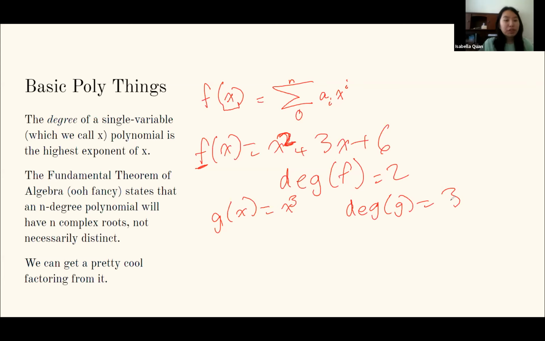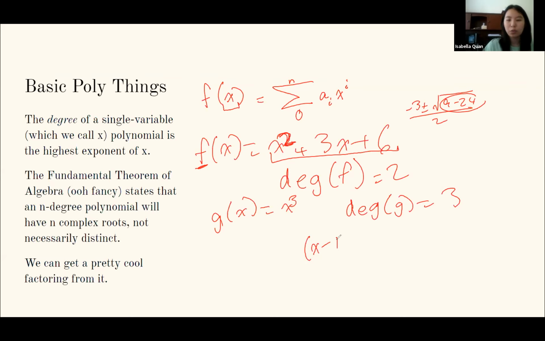The fundamental theorem of algebra, very fancy name, states that an n degree polynomial will have n complex roots, not necessarily distinct. So this thing, even if you put it into the quadratic formula, you're not going to get real roots. You're going to get negative 3 plus or minus the square root of 9 minus 24, which is negative 15, over 2. It has no real roots, but it's going to have two complex roots. That's going to be the same number as the degree. And note that they're not necessarily distinct.